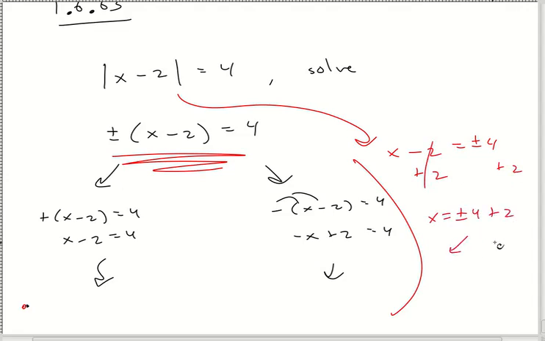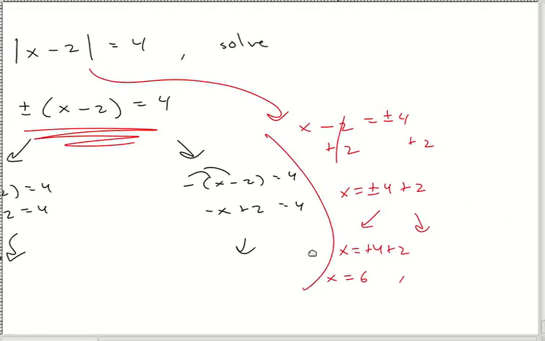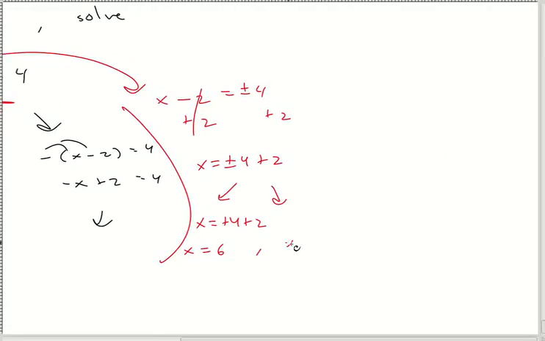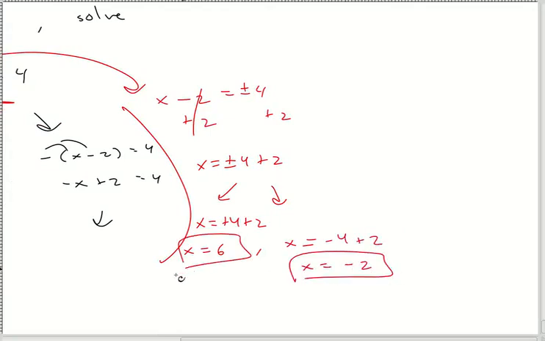And then I got two different answers, and they're super easy. I got positive 4 plus 2 makes a 6. And then on the other side, I don't know if you knew I could do that. I got a negative 4 plus the 2 makes a negative 2. Cool. There's your two answers. And actually both of them work. That's nice.